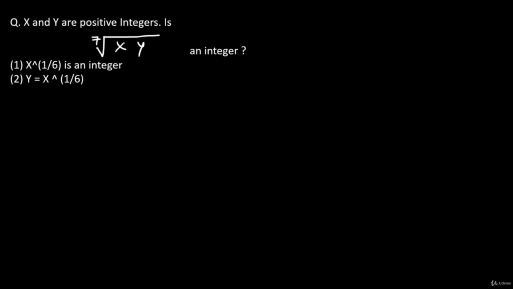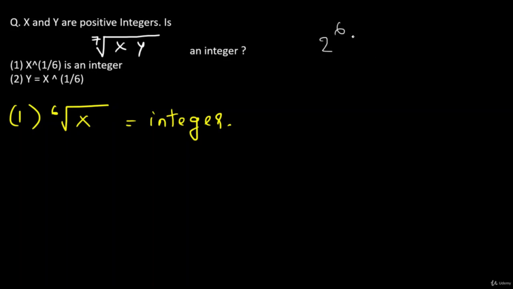Let's do it together. Now statement 1 says the 6th root of x is an integer. Alright, now is this sufficient to conclude whether the 7th root of x into y is an integer? It's not sufficient, right? What if I take x as 2 to the power 6? So 2 to the power 6, if you take the 6th root, you will get 2, right? So this is true. Now say I take y as 2. In this case, x into y is 2 to the power 7, and the 7th root of xy is an integer. So I'm getting a yes over here.